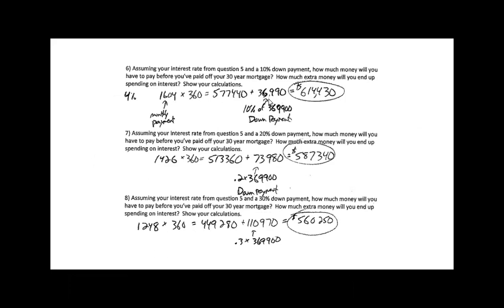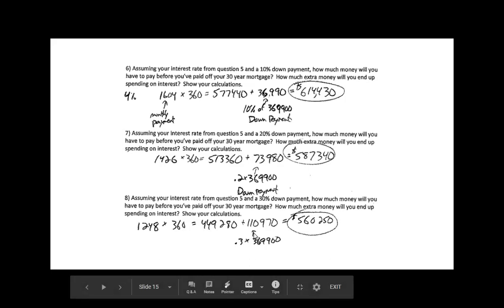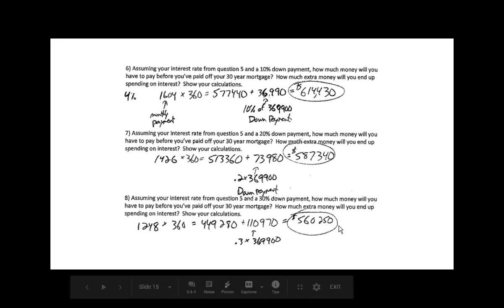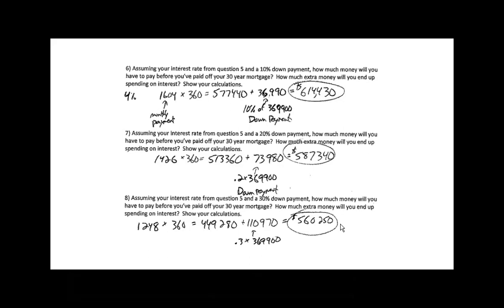Now you're going to notice here we get a down payment of 10%, about $37,000, 20% down payment of $74,000, and then a 30% down payment of over $110,000. Now what you're going to notice is that the total value you paid, all of your monthly payments plus the down payment, goes down when you put more of a down payment down. And the reason is that's money you are not paying interest on.